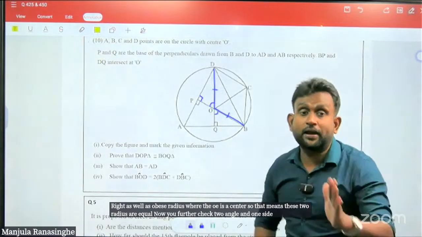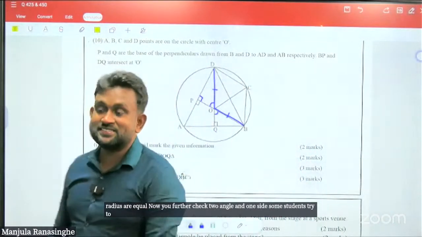Some students try to write the hypotenuse sides.